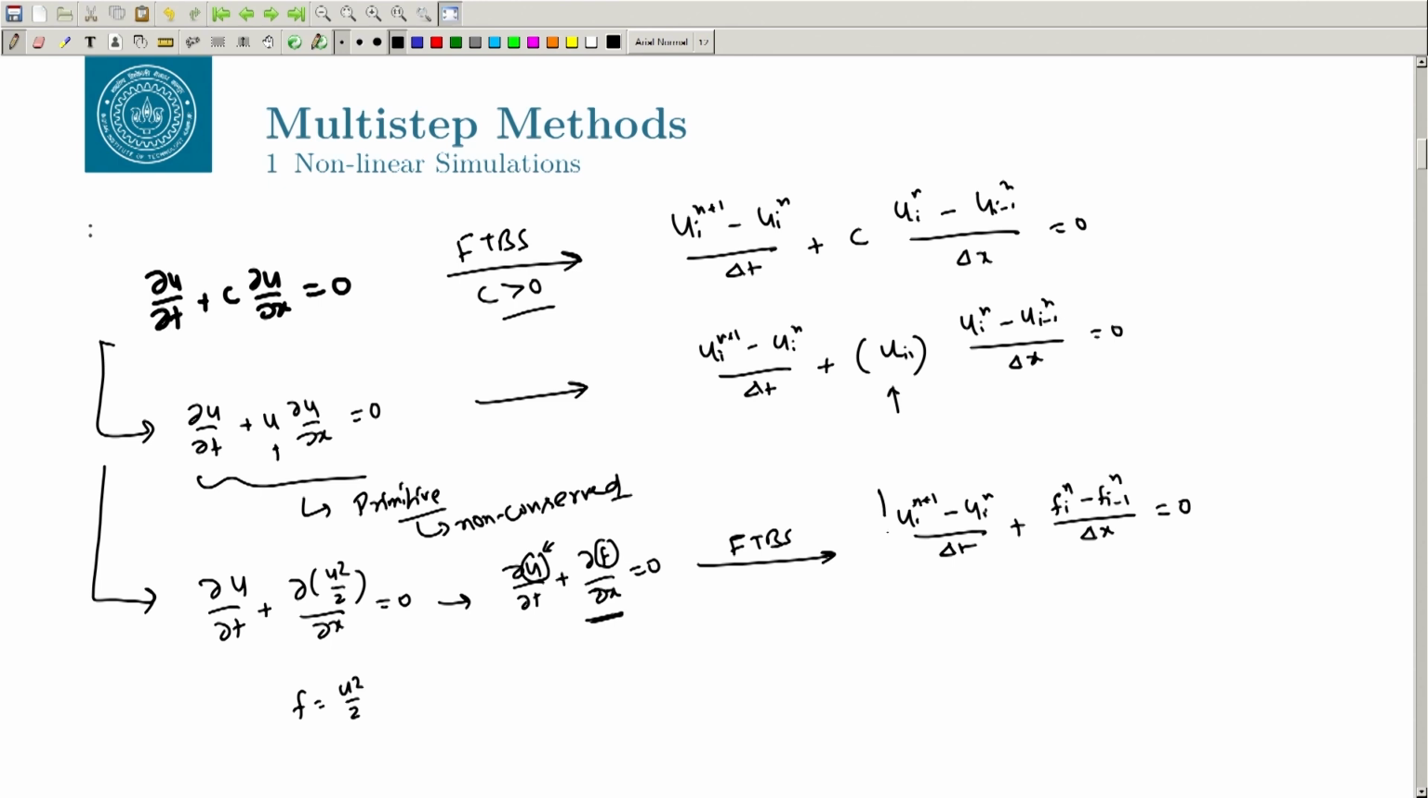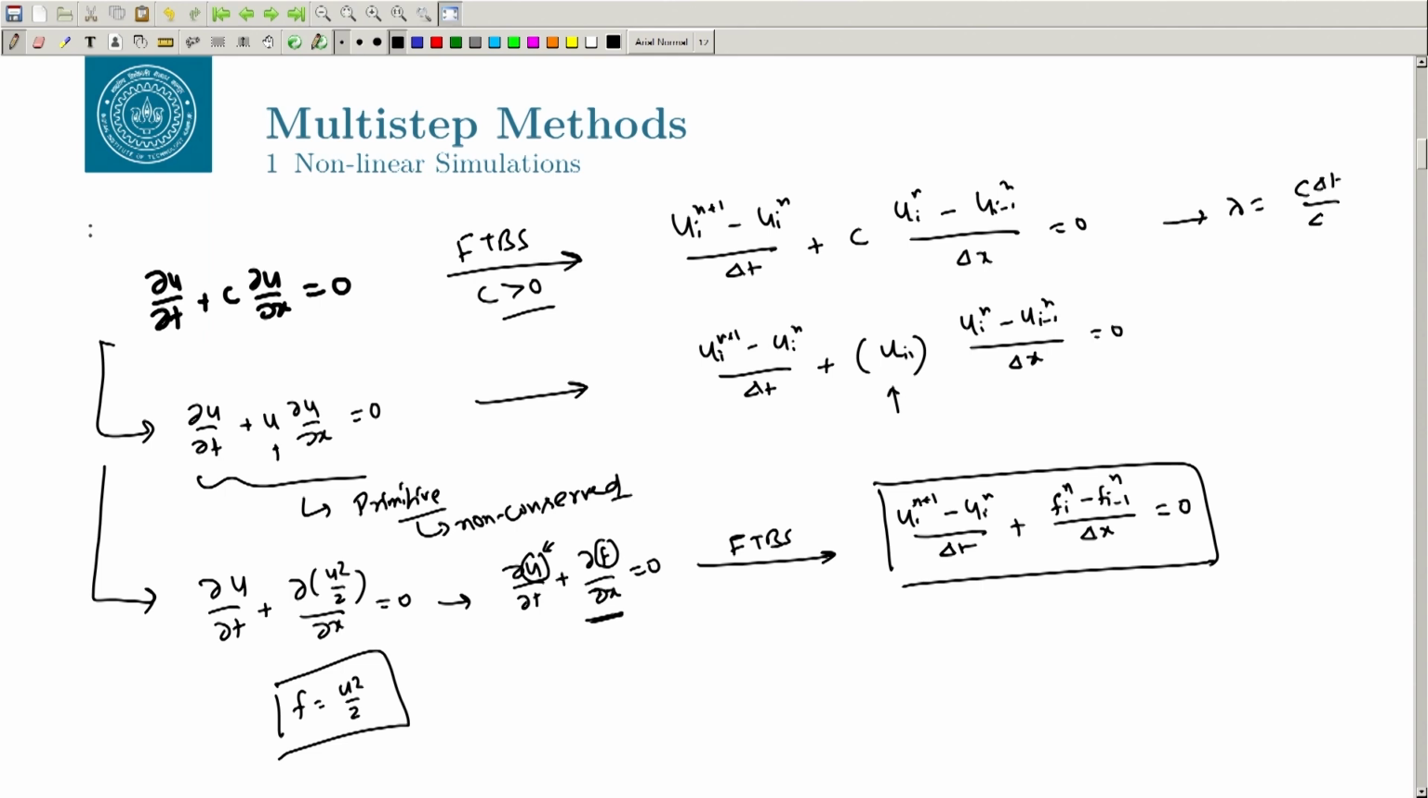So, here there is no problem, because you have now defined f as a function which gives you u square by 2. So, all the schemes that we have discussed earlier, we are calculating lambda equal to c delta t by del x, if you put everything on the right hand side.